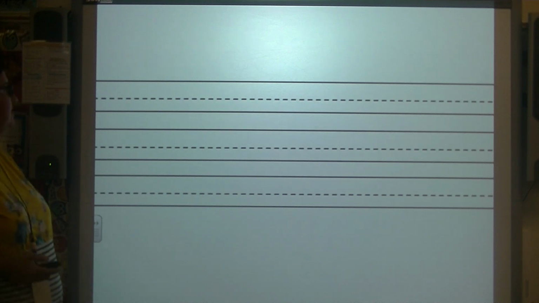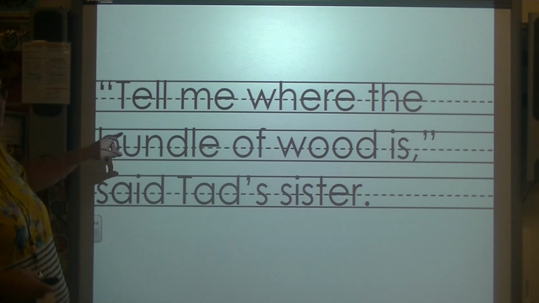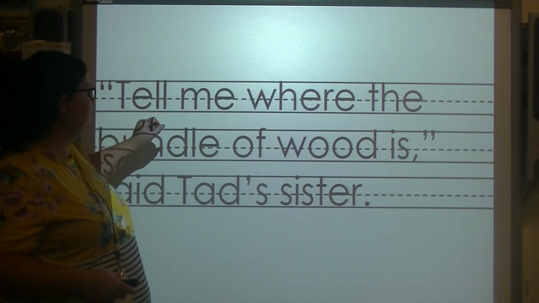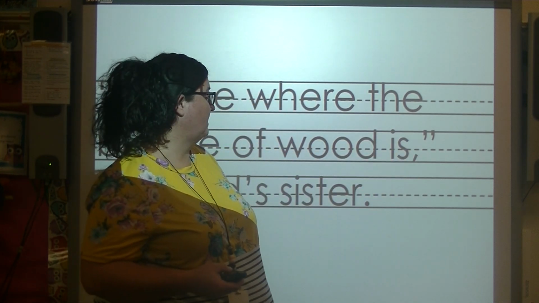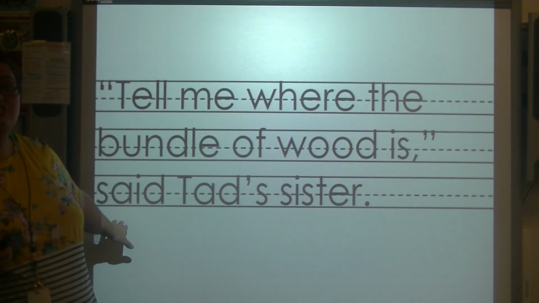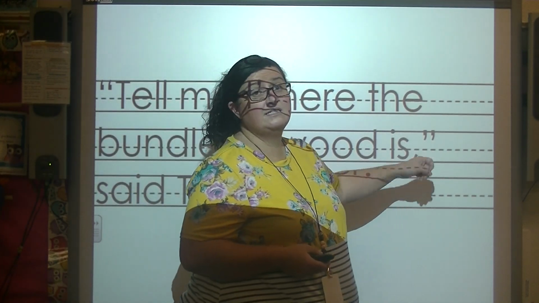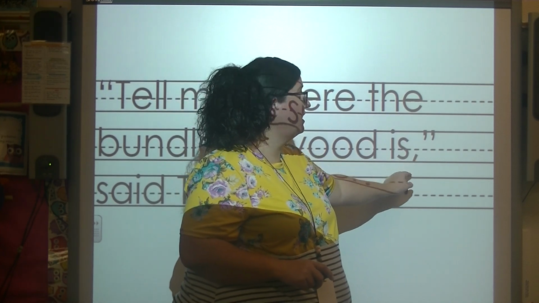All right, let's look at that sentence. Tell me where the bundle of wood is. That is what Tad's sister is saying. So your quotation mark should be at the beginning where tell is, and at the end where is located. This time it says who is talking at the end. So the comma will go inside of it. So it's different this time. So your comma will go here this time.